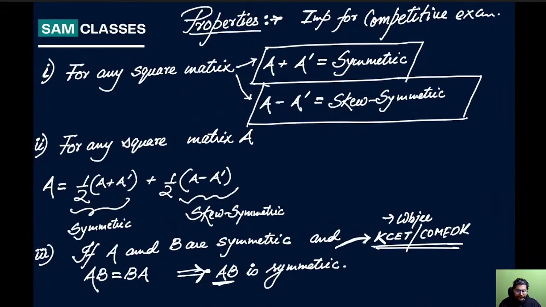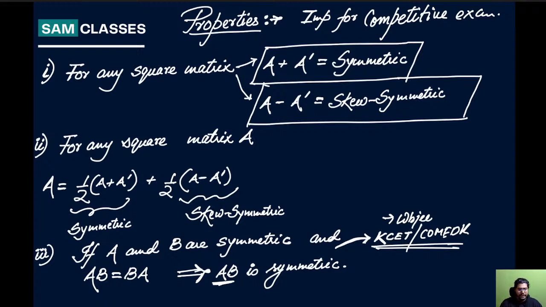So what is the question? Take a matrix and add it with its transpose. What will you get? Always symmetric. Take a matrix, subtract its transpose, and you will always get skew symmetric. Clear? Take a matrix, add with transpose, you get symmetric. Take a matrix, subtract with transpose, you get skew symmetric. Clear? Any doubt?